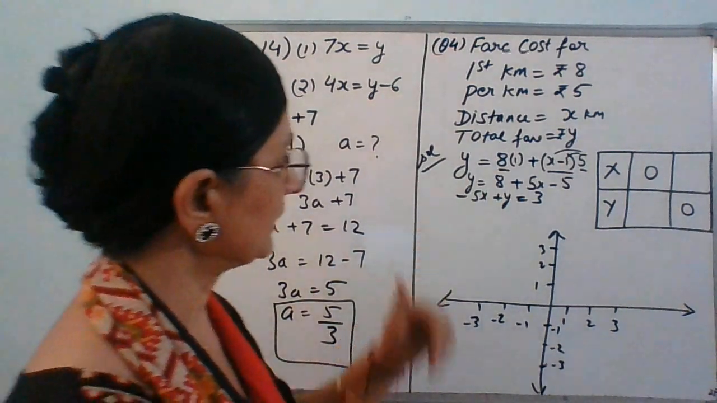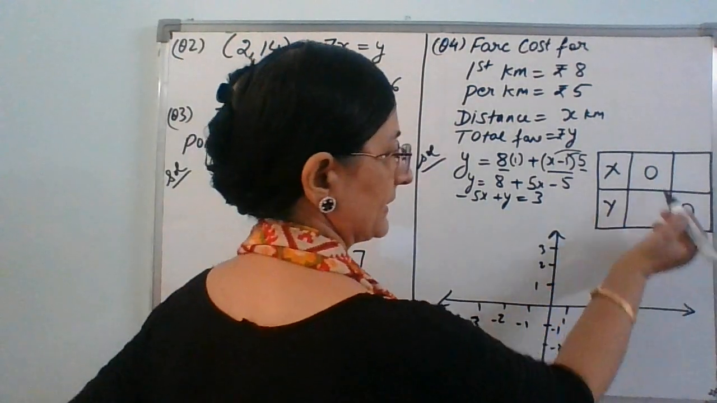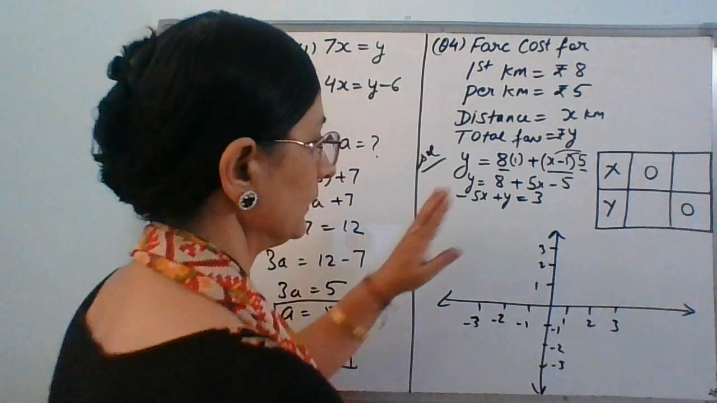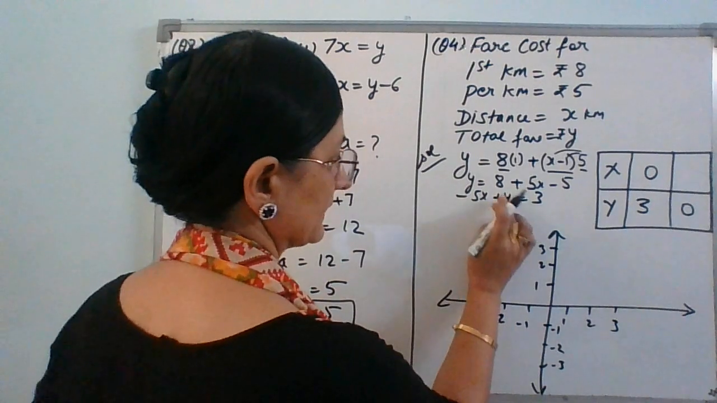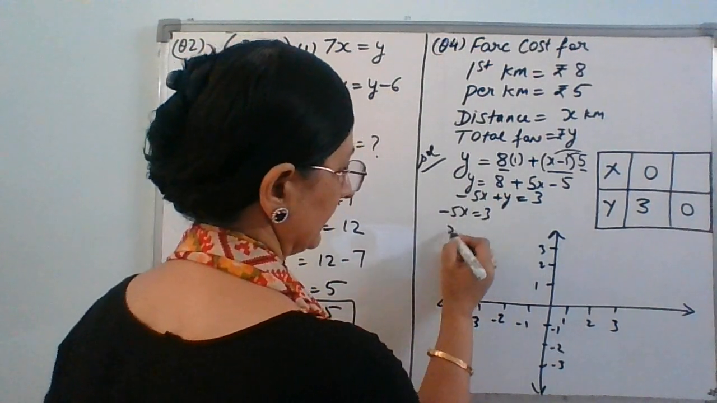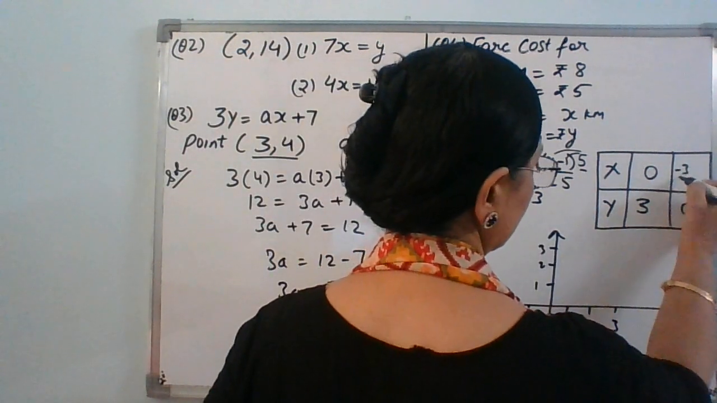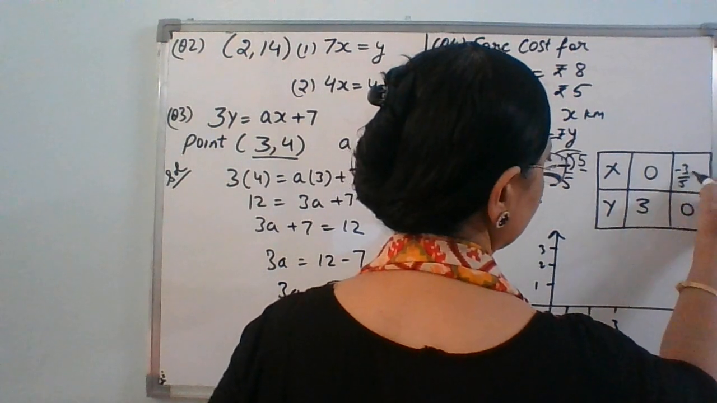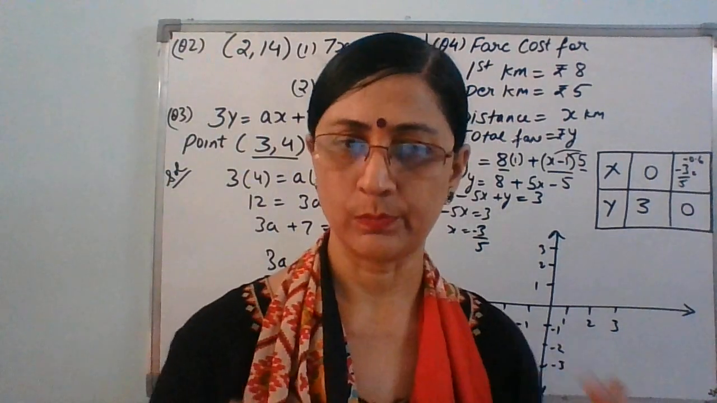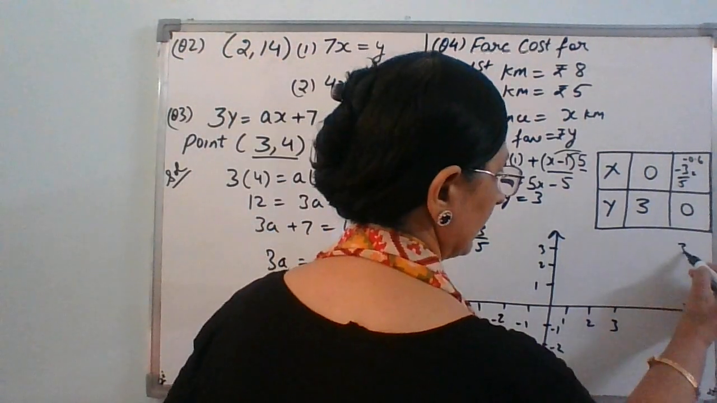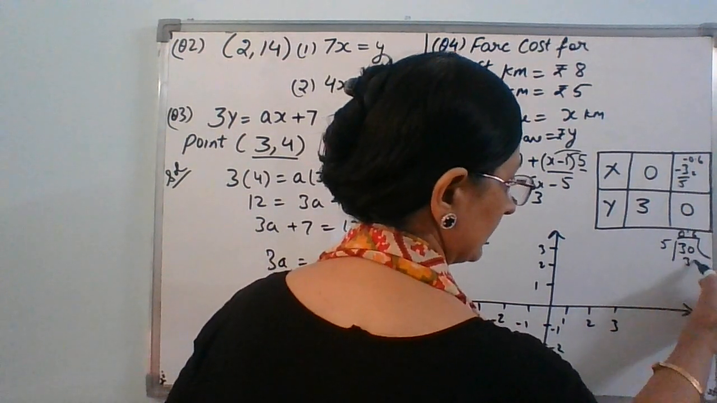Now we are supposed to draw the graph. For the graph, we have to fill this box. First I'll substitute x as 0 and then y as 0. If x is 0, this will vanish, and y will be 3. If y is 0, this becomes 0 here, then 5x is equal to 3 and x is equal to 3 by minus 5. Minus we write here: minus 3 by 5, or we can say minus 0.6, right? When you divide 3 by 5, it is 0.6. I hope you know. I'll explain how. You have to put here 0, 5 sixes are 30.